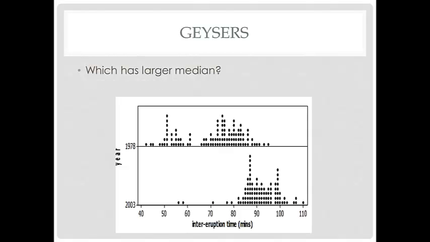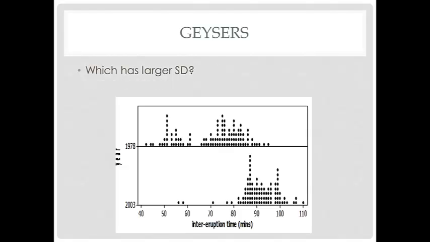Similarly, which one has the larger median? Here the difference is we're using the median, so we're not as impacted by skewness and extreme values, but we're going to see something very similar. The median in 2003 is quite a bit larger than in 1978.